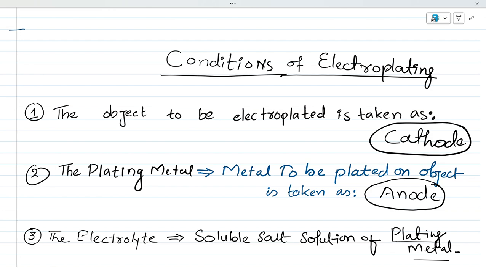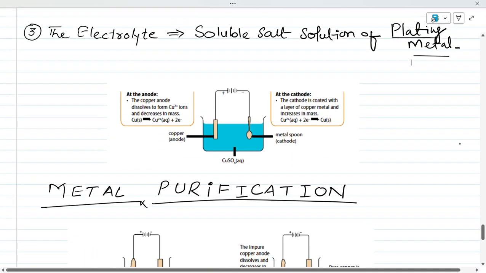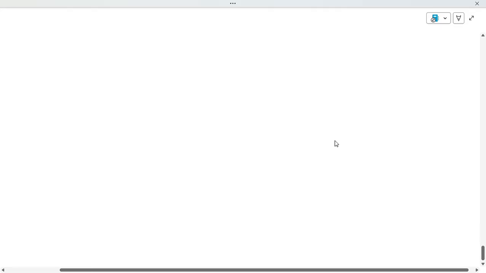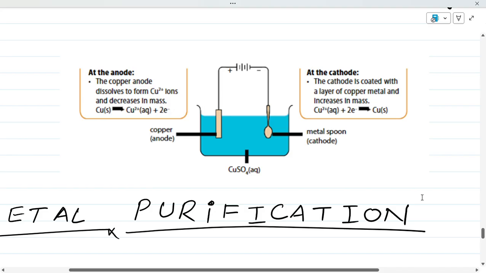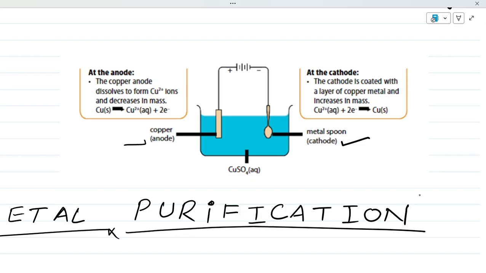For soluble salt preparation, refer to the general solubility rules of salts so that you are able to identify and differentiate between soluble and insoluble salts. Now, to electroplate a spoon with copper, the spoon will be taken as the cathode and the copper will be taken as the anode. Since copper is the anode, the electrolyte should be a soluble salt of copper, so it's copper sulfate.